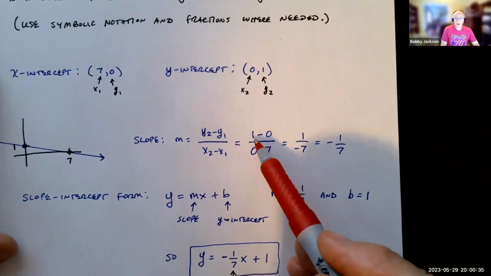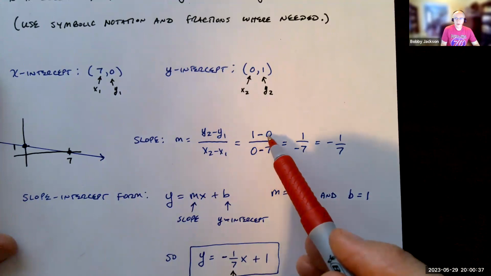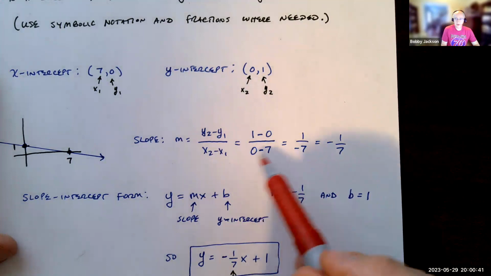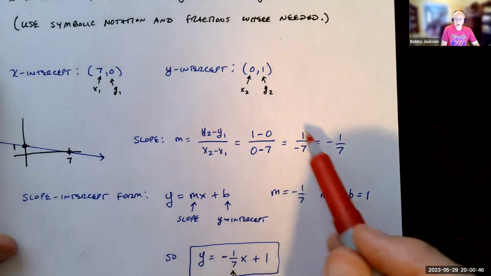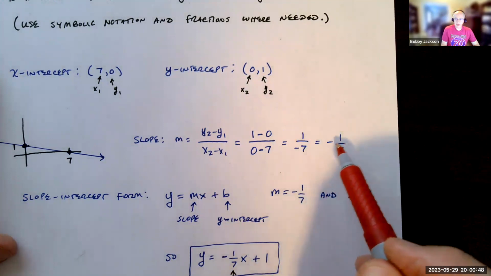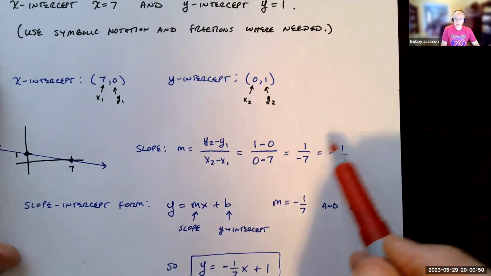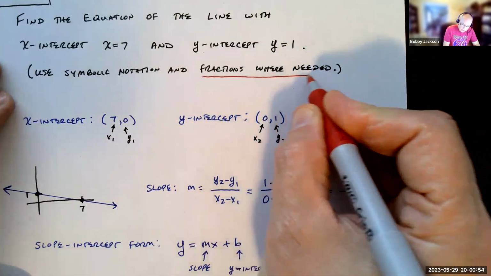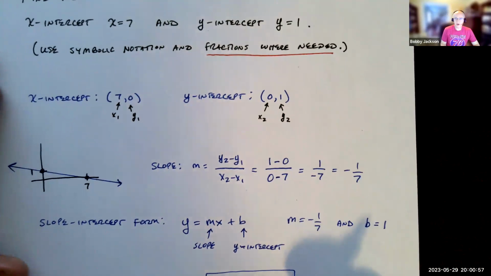So y2 is 1, y1 is 0, and x2 is 0 and x1 is 7. So 1 minus 0 is 1, 0 minus 7 is -7. 1 divided by -7 is -1/7. Okay, leave that in fraction form. That's the implication here: fractions where needed, so you don't want to use your calculator and approximate that as a decimal.